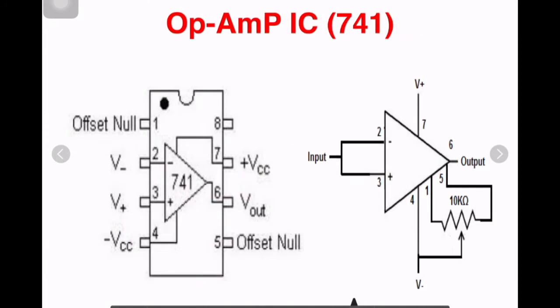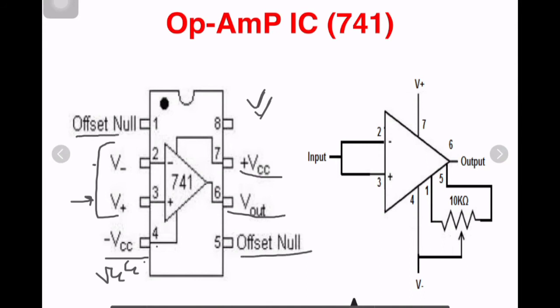So these are some of the applications of the operational amplifier. Now this is the operational amplifier IC 741. This is an 8-pin IC, as you can see here, with input terminals at pin numbers 2 and 3. The inverting input is at pin number 2 and the non-inverting input is at pin number 3. The output is taken from pin number 6. Positive VCC is given at pin number 7, and negative VCC, or VEE, is given at pin number 4. These are the offset null pins which are provided.